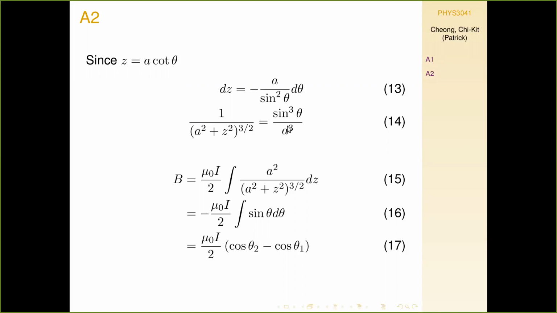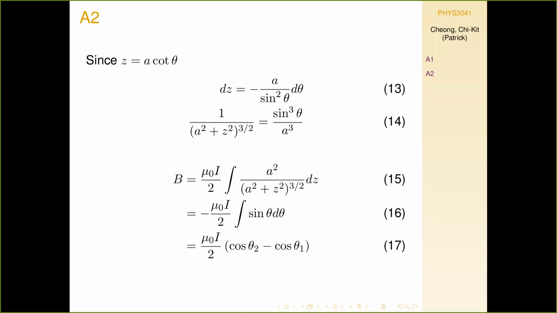So if you substitute equations 13 and 14 into the original equation, say equation 15, then you will obtain an easy, straightforward integration here as shown at equation 16. And this is a straightforward calculation, so obviously what you will get is equation 17. So this is the solution of this problem.